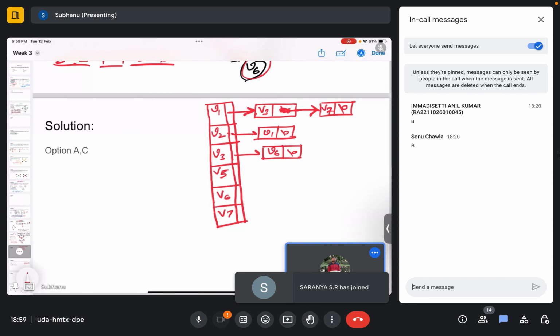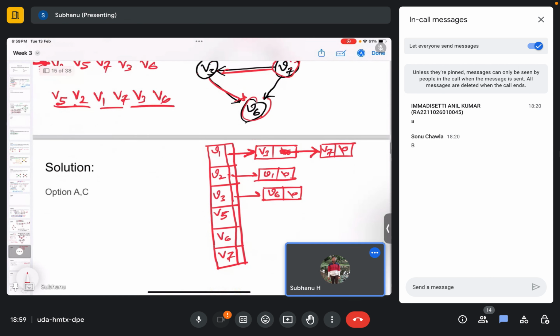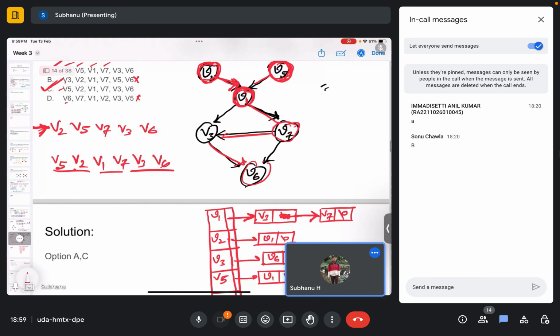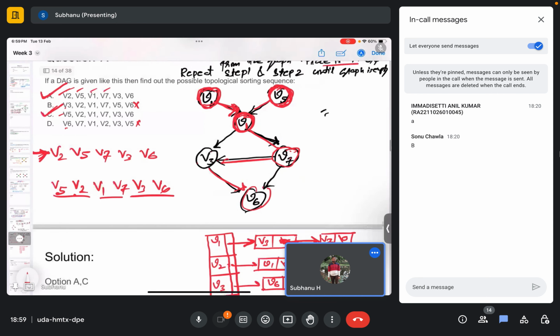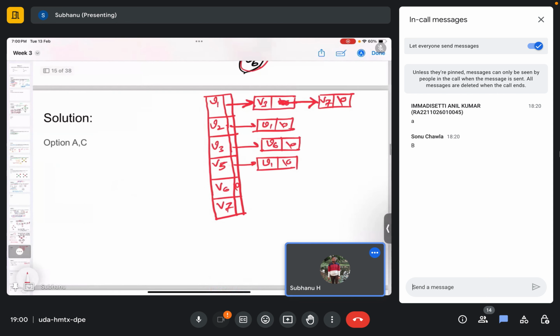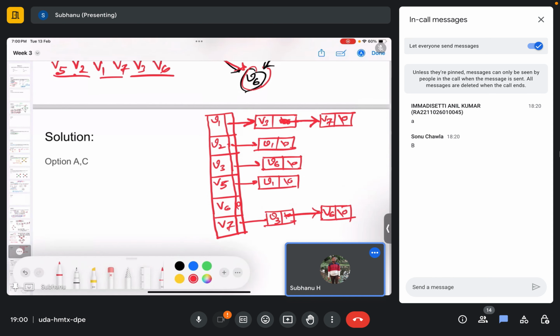5, 6, 7. So from V5, the out degree is V1. From V6 there is no out degree, so it is null. From V7, the out degrees are V3 and V6. So these are basically the out degrees.